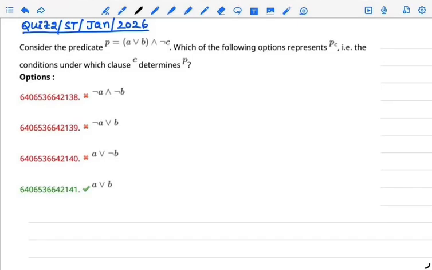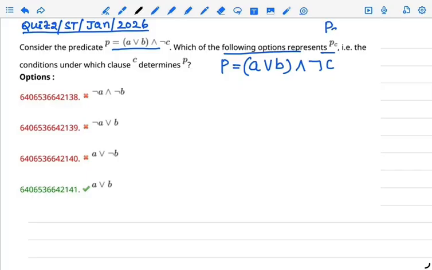This question is from the Quiz 2 January 2026 paper, ST. Consider the predicate. The predicate is P equals A or B and not of C. Which of the following options represents the PC?